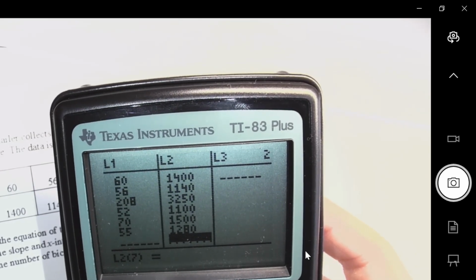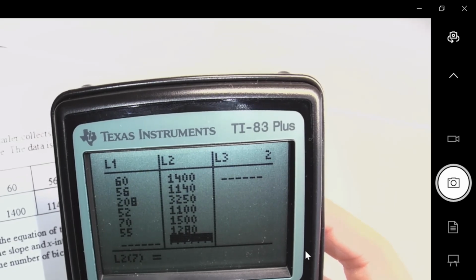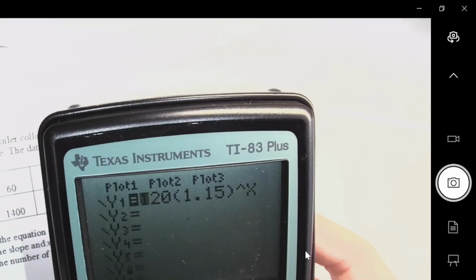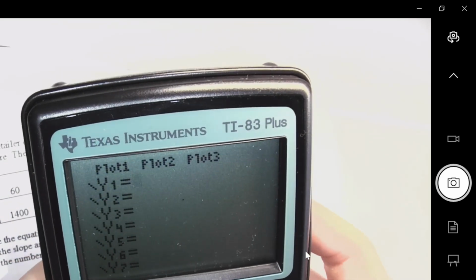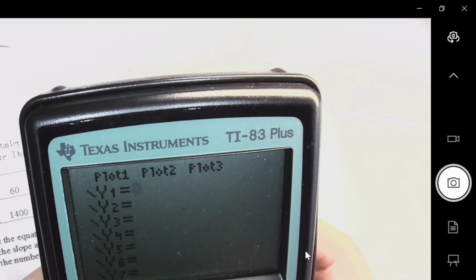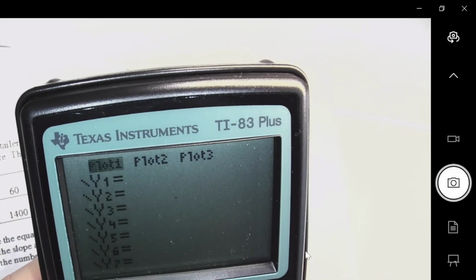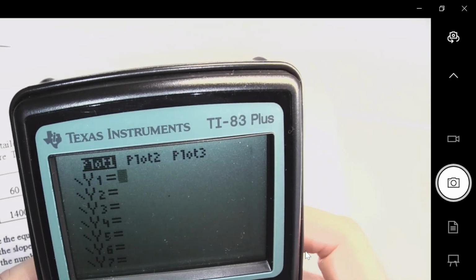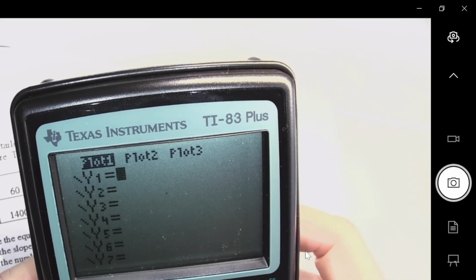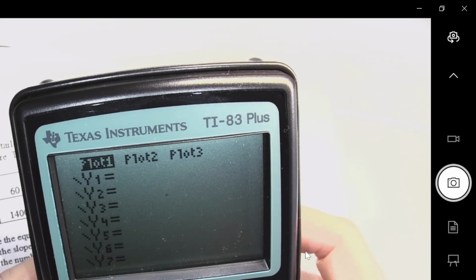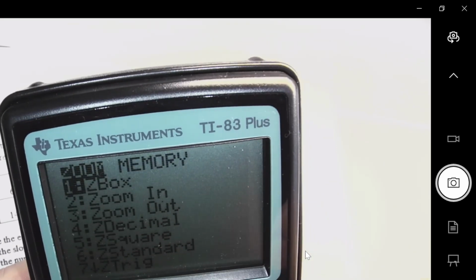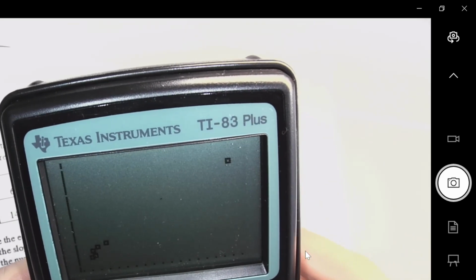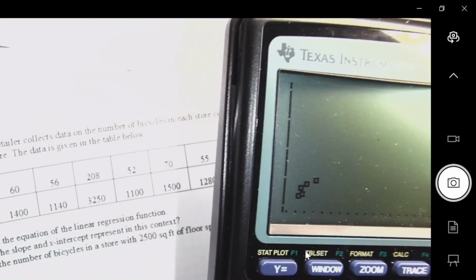Okay, what happened next after this? We had to hit the y equals button. I'm going to get stuff out of there. And then I'm going to go up here and I'm going to activate my plot. And then we did a zoom something. Do you remember the number on that one? Zoom 9 for statistics.